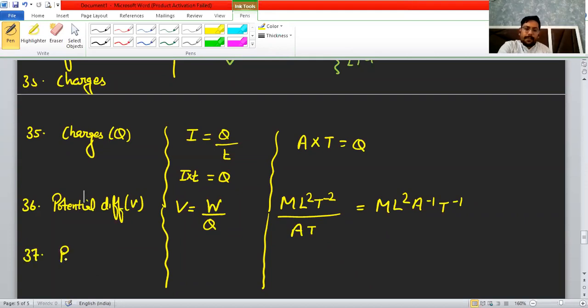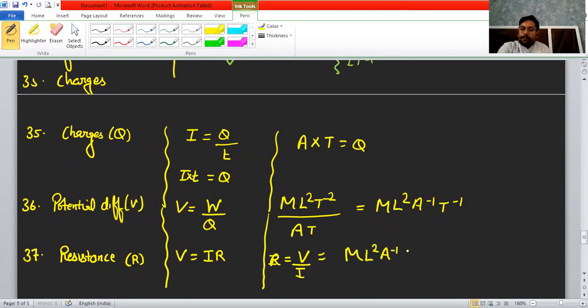After this we have resistance, shown by R. So we know Ohm's law, V equals IR, from where we can write resistance is the ratio of V and I. V here is ML^2 A^-1 T^-3, divided by current, which is A. So we get ML^2 A^-2 T^-3 as the resistance.